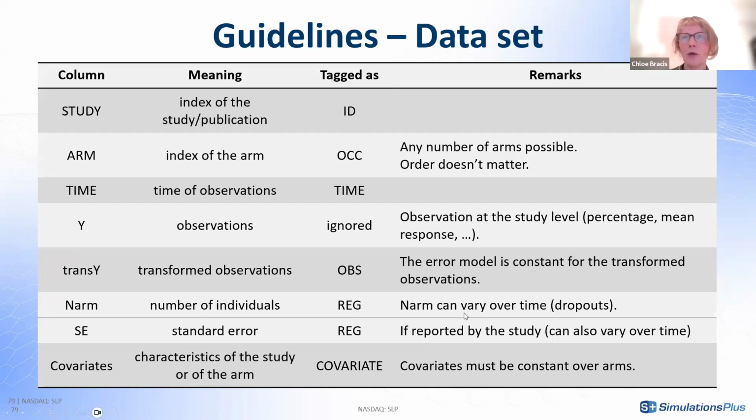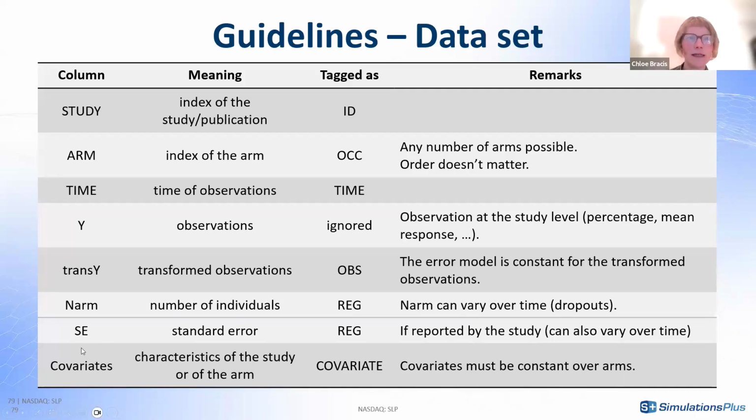And it's important to note that it's okay for these columns to vary by study, by arm, of course, and they can also vary by time. So we could have different standard deviations in the study by time. Also, an arm could vary over time if there's dropouts.